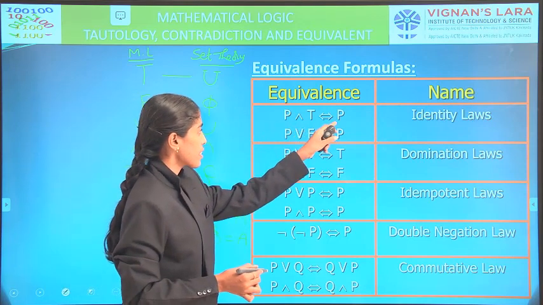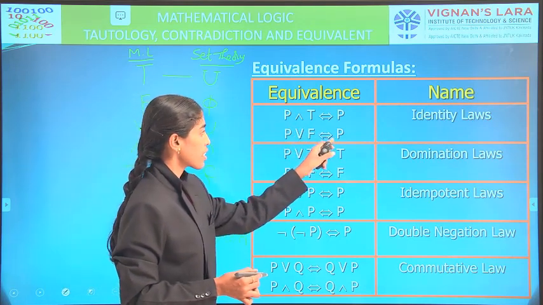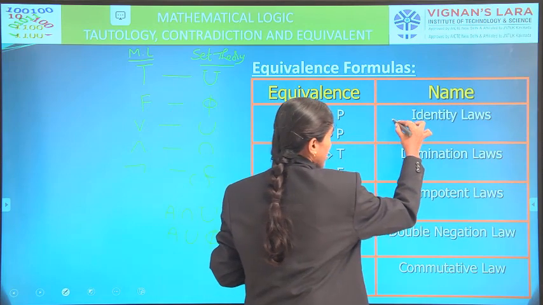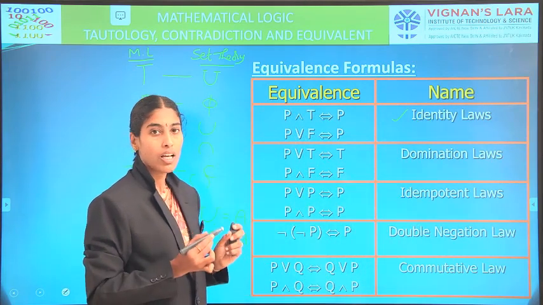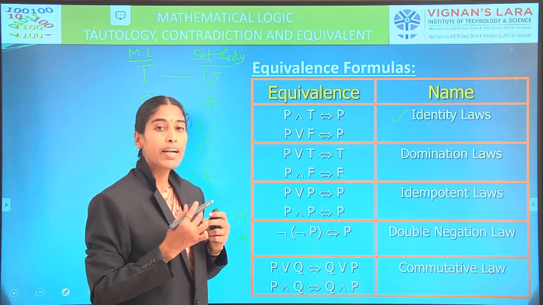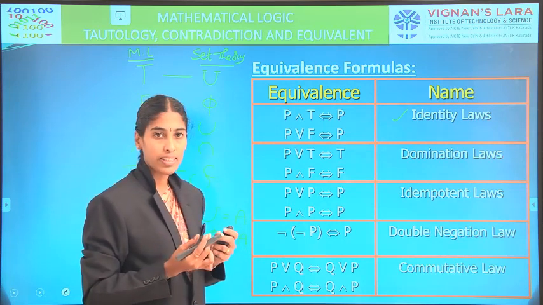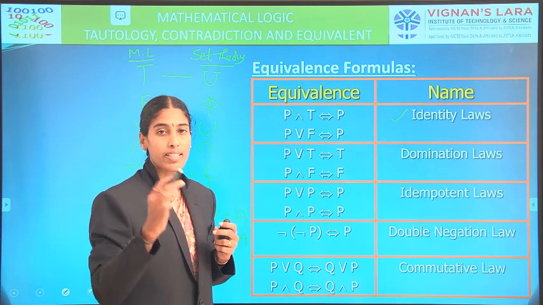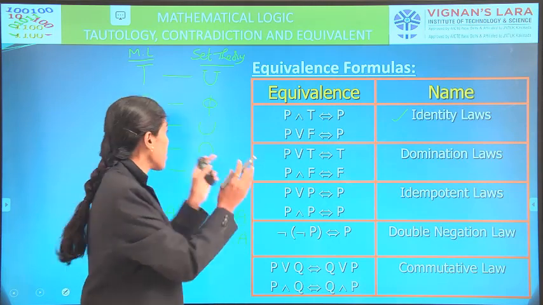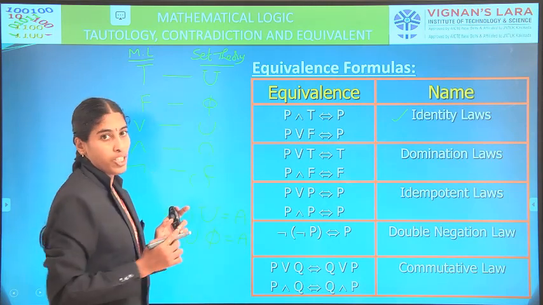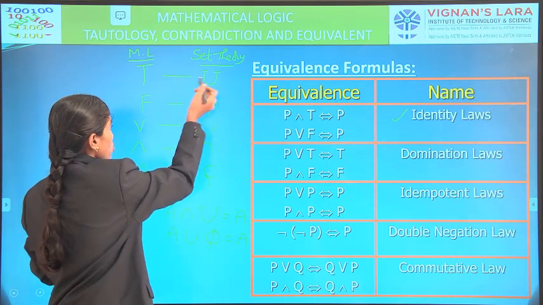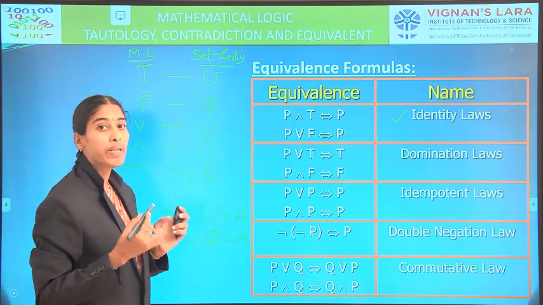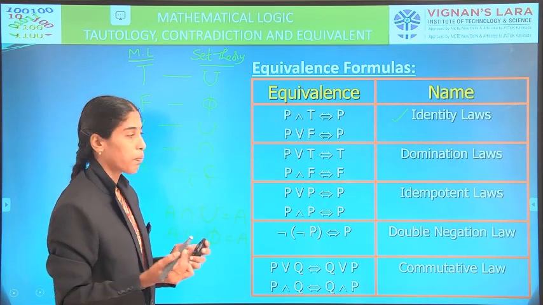So P and T is equivalent to P. P or F is equivalent to P. We call this the identity law. You need to remember all these laws. So, it is better to easily understand with the notations of set theory: in the place of OR consider union, in the place of AND consider intersection. Negation is nothing but complement, and true means universal set, F means empty set phi or null set phi.